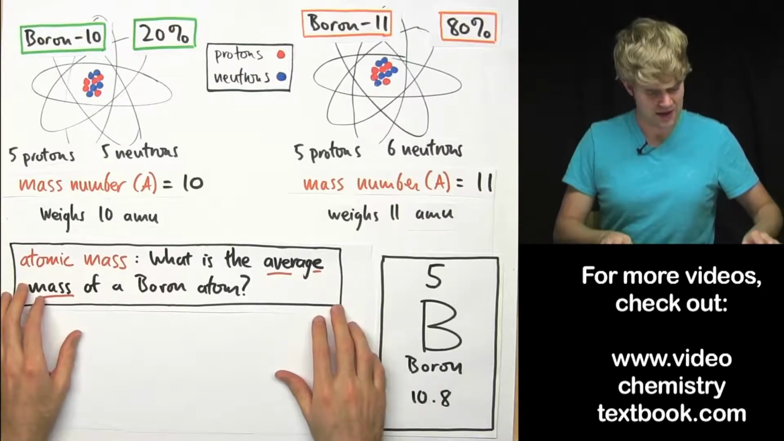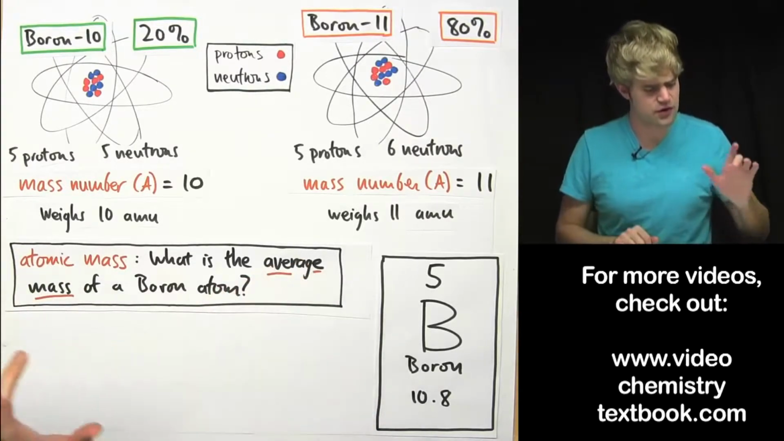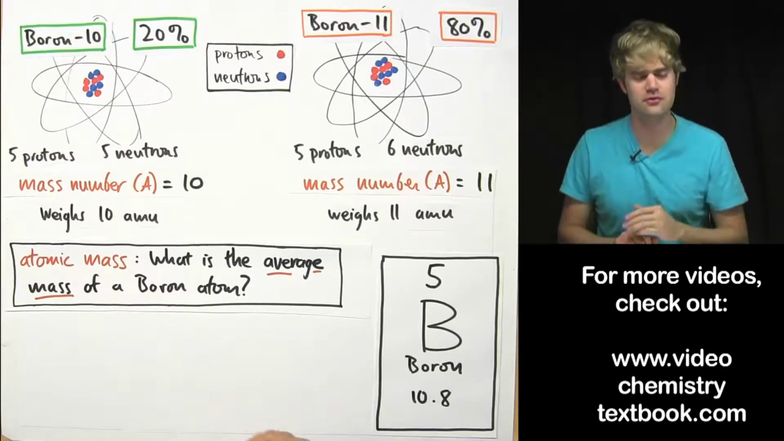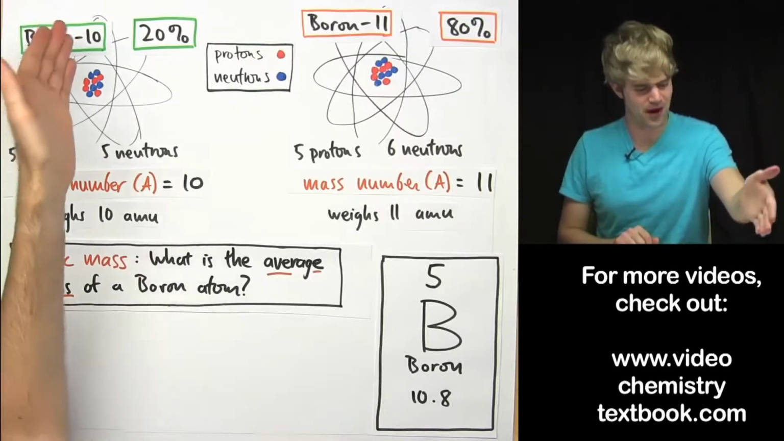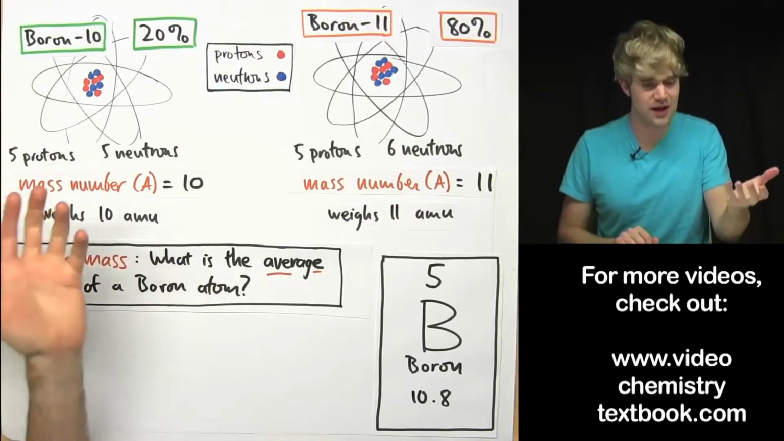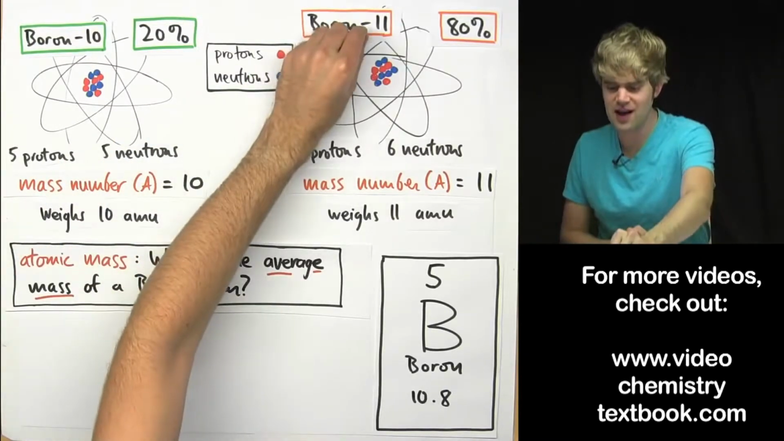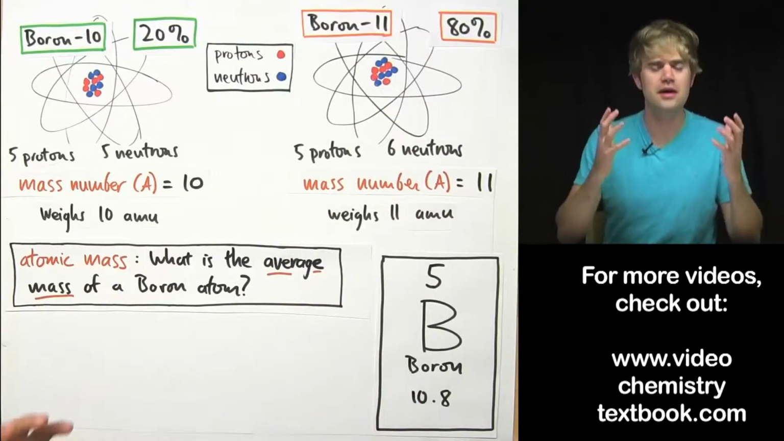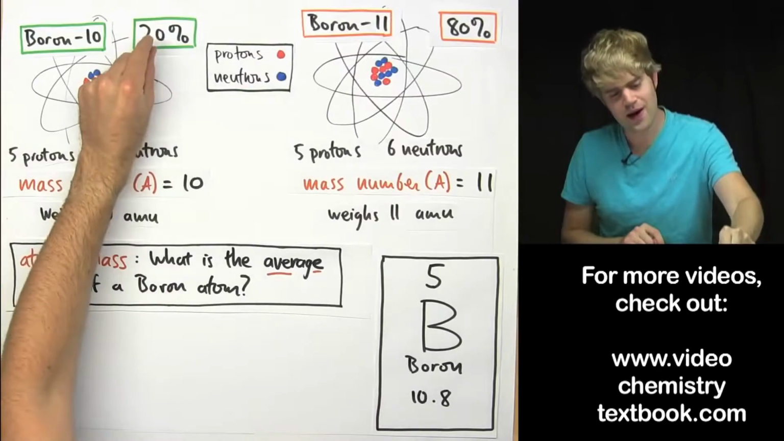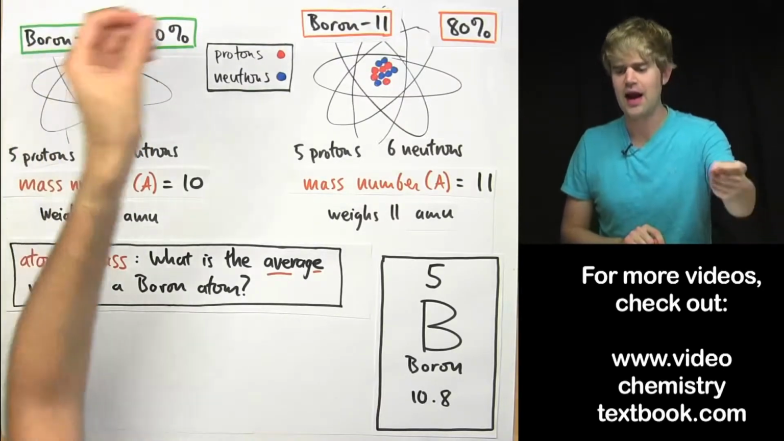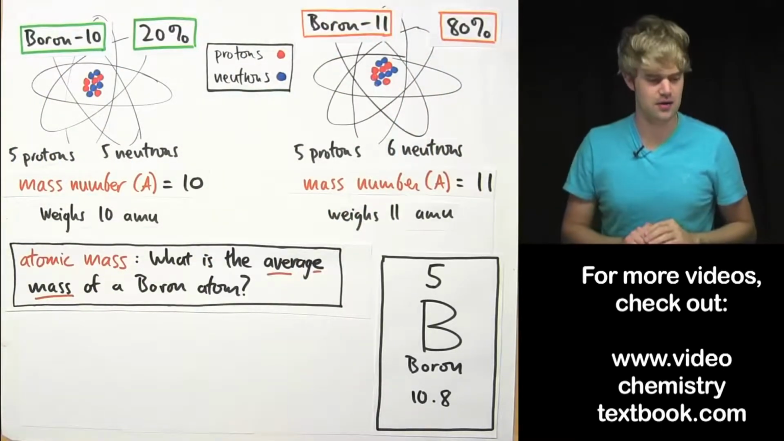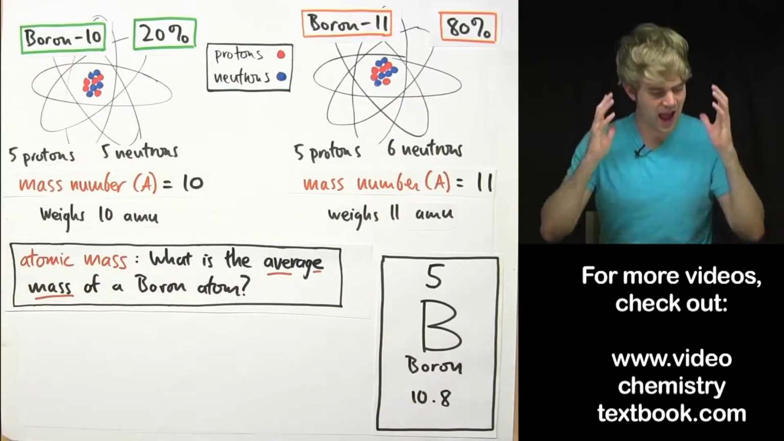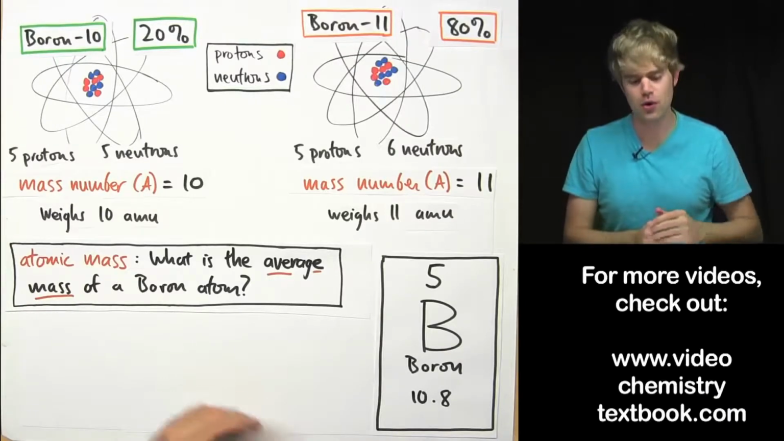Now, atomic mass asks what is the average mass of a boron atom. We've got these two types of boron atoms. We've got boron 10 that weighs 10 AMU. That's what its mass is. And we've got boron 11, which weighs 11 AMU. That's what its mass is. But here's the thing. There's only 20% of this guy and 80% of this guy. So now we're asking, got these two types of boron, what is the average mass of a boron atom?